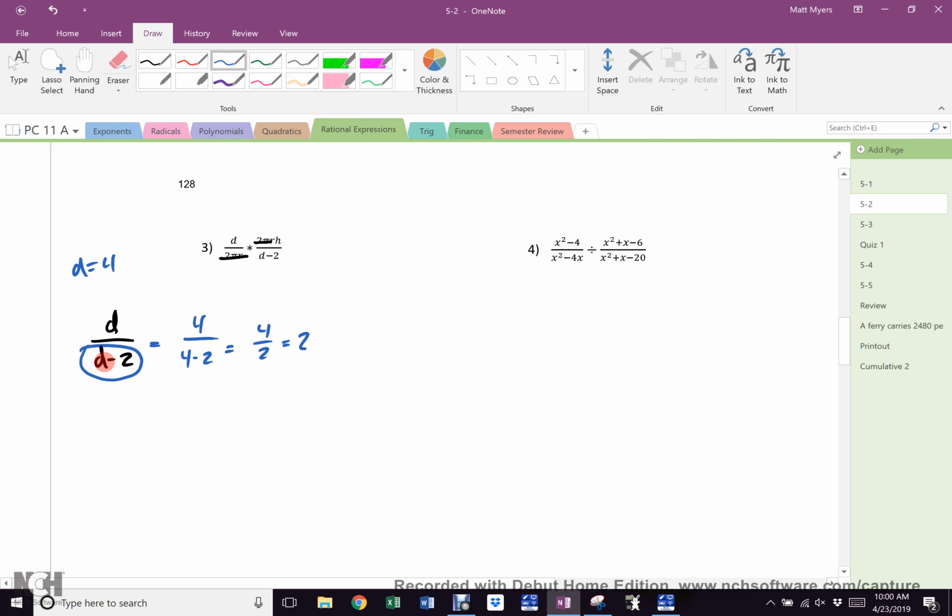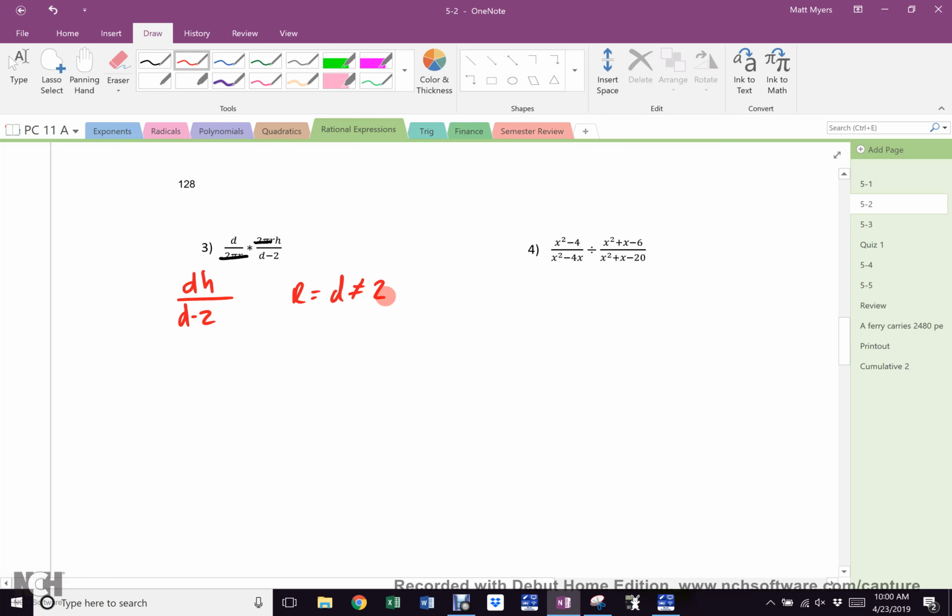It's a binomial. Okay? If it was a monomial, if it was D times 2, could I cancel those D's? Yes. Does everybody understand? Okay. So now that we know we can't cancel that, we've been reminded, because we already knew, what is our final answer? DH over D minus 2. Do I have restrictions? What are they? D can't equal 2. And am I done?